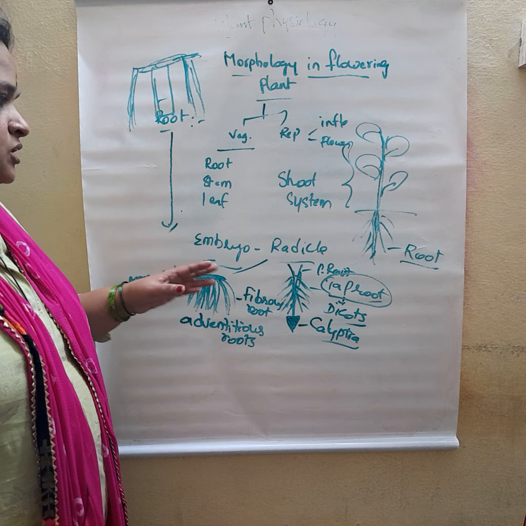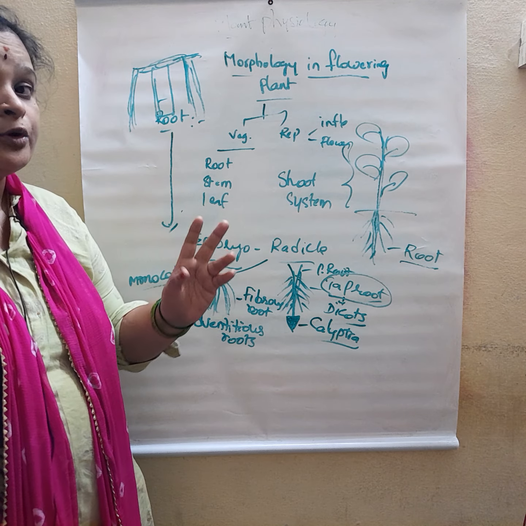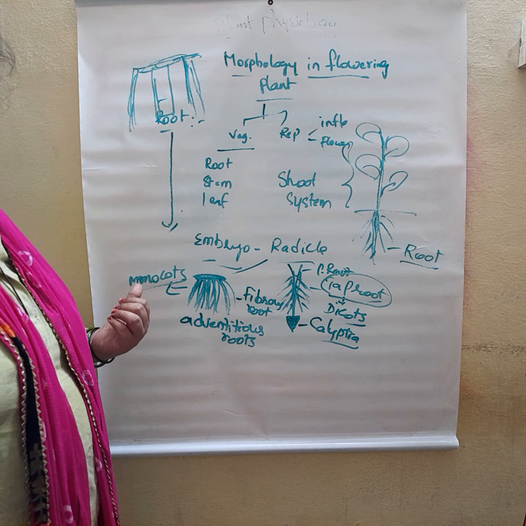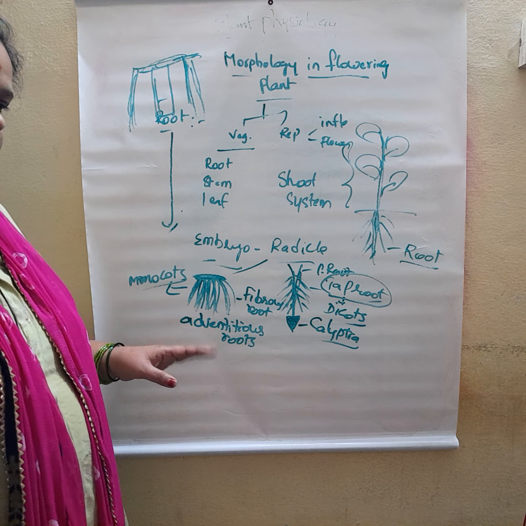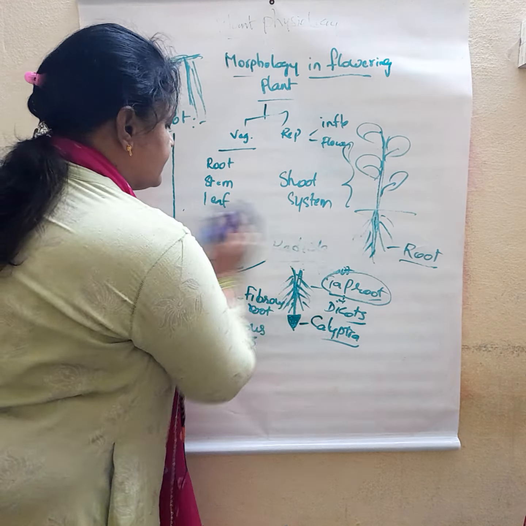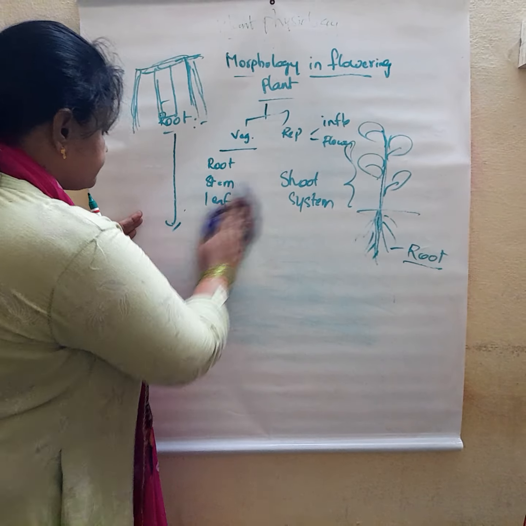So these are the types of root: the taproot system and the fibrous root system. Taproot is seen in dicots and the fibrous root system is seen in monocots. So what are the functions of the root? Giving anchoring and water and mineral supply.